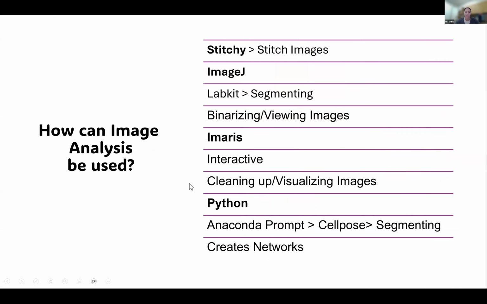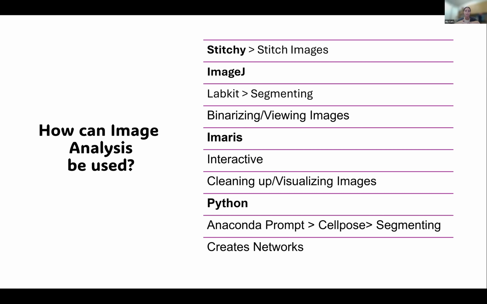And then this is just sort of a flow of what I did in my image analysis. There's tons of different software out there, but I used Stitchy to stitch images. I don't know if you guys can see this. Okay, I'm so sorry. After you've stitched your images, you create a nice image after you've used the microscope.